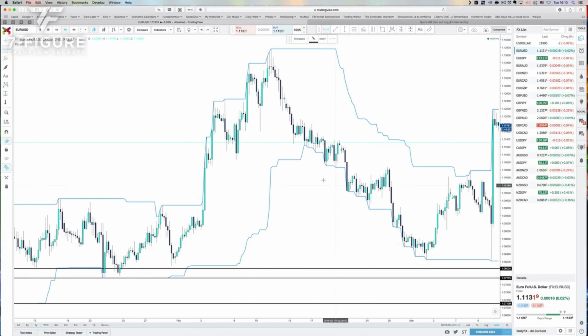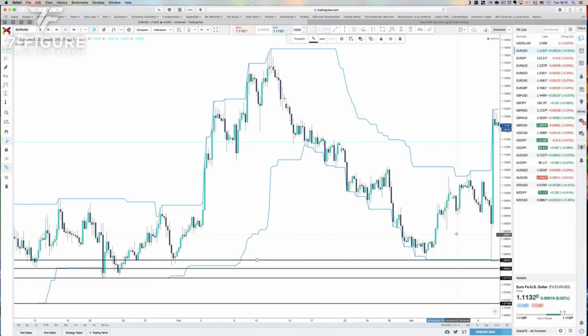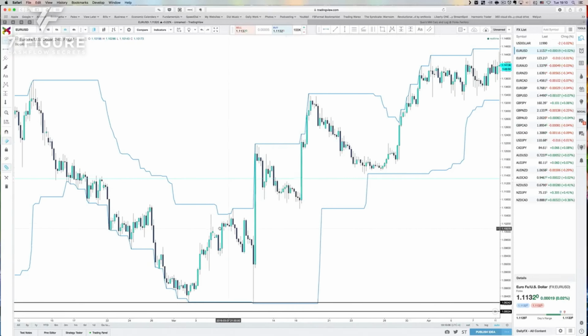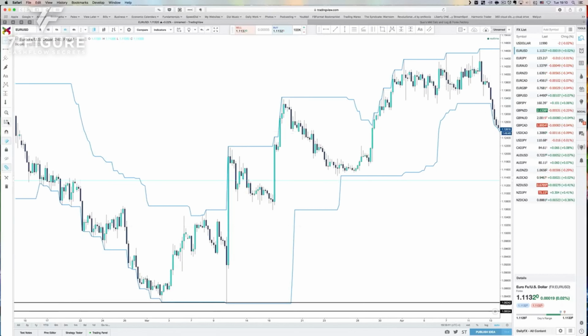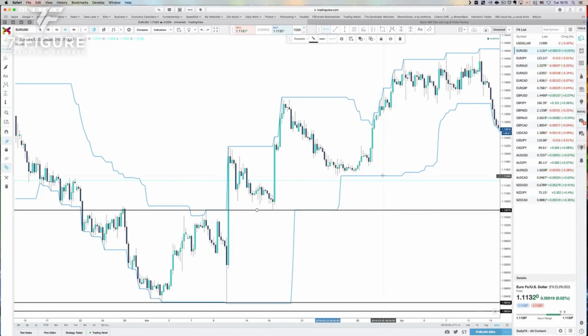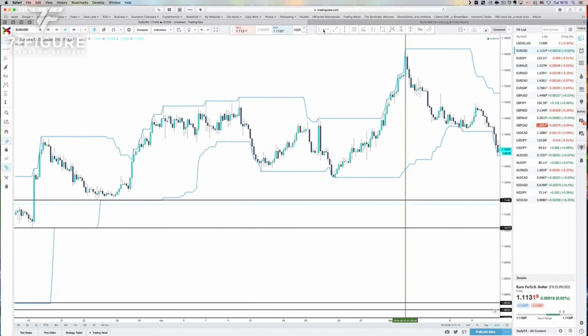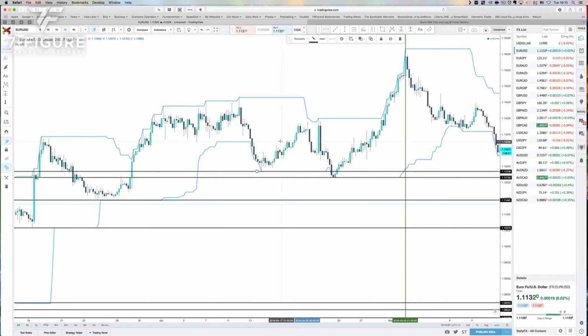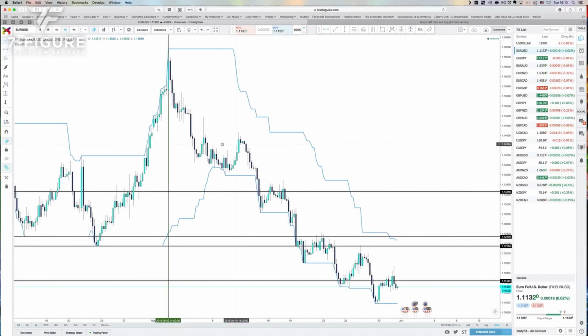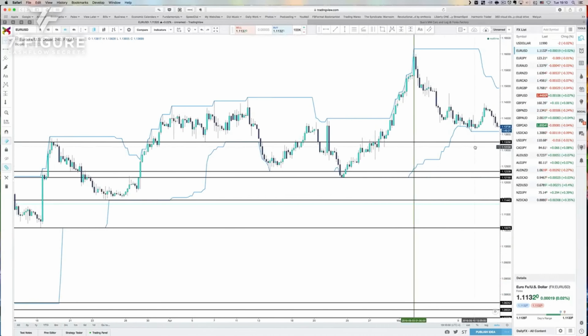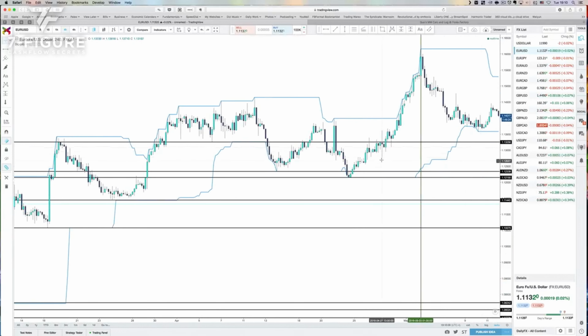And as we continue to go up, we're just going to continue to place these lines. So let's place another one and another one. You're going to see what I mean here in just a second. Let's place a few of these. So here we are, and here's a nice little flat spot as well.